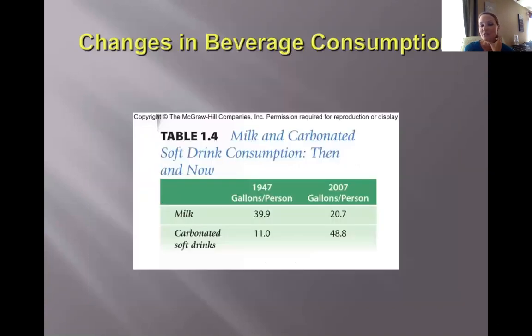So just an example here, you can see in 1947, the average person was drinking 39.9 gallons of milk per person, whereas in 2007, that was down to 20 gallons per person. Part of that is we have milk alternatives now, but we also have a lot of other choices, including carbonated beverages and soft drinks. Back in 1947, getting a Coke was like a special treat. And today, getting a Coke is the pick-me-up in the afternoon to give me some caffeine to keep going, right?